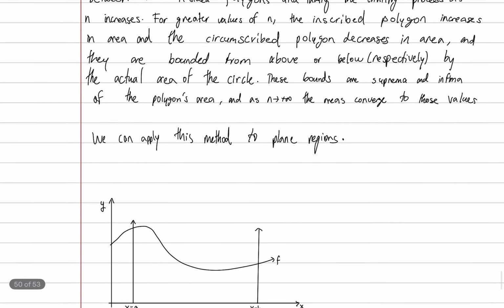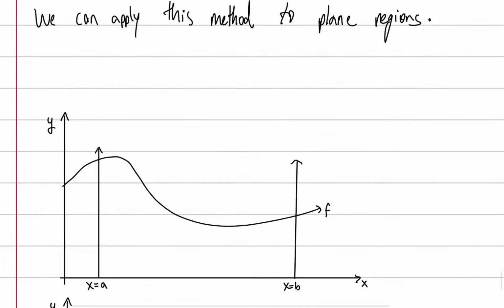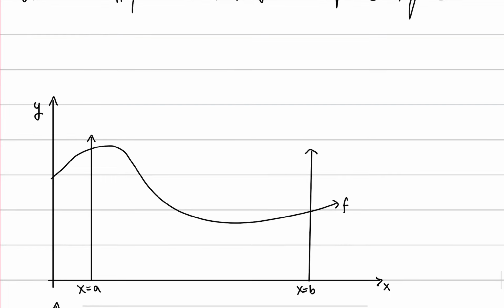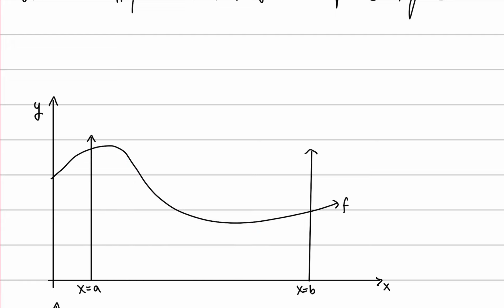For plane region stuff, let's say we have this function f defined on the closed bounded interval [a, b]. Let's say we want to find the area of the region contained by the x-axis, the line x equals a, the line x equals b, and f. In other words, we want to find the area of which region? This region. We want to find this area. So how are we going to do it?